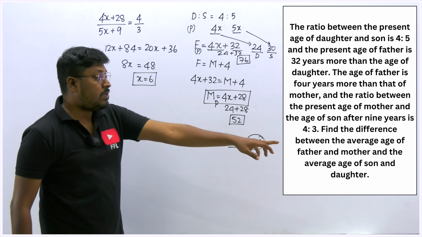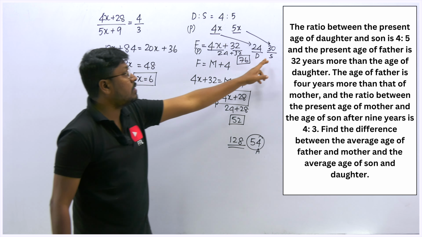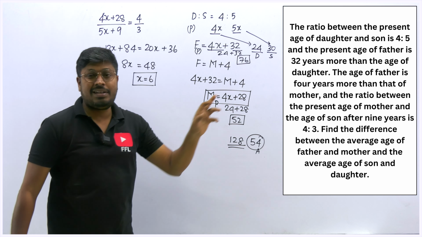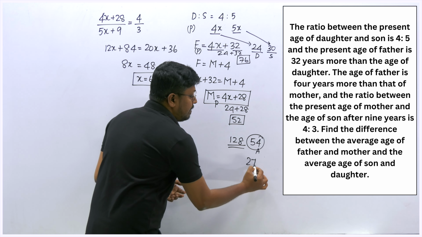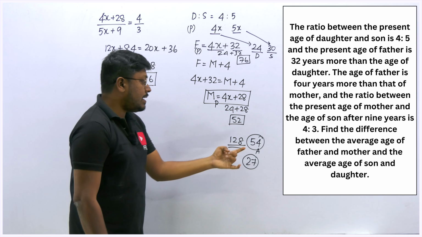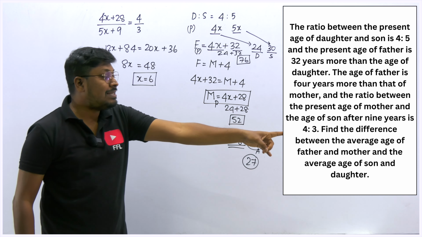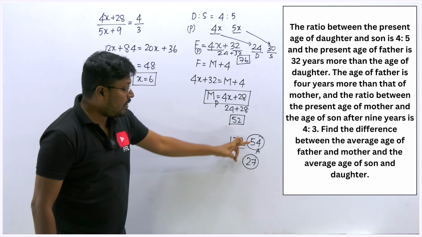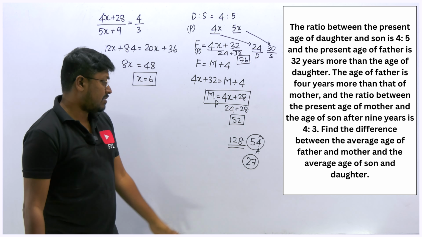So similarly we need to find it for the son and daughter. So the son and daughter, son is how much here? 24 plus 30, which is 54, divided by 2, that is 27. So 27 will be the average age of the son and daughter. The average age of the father and mother is 54. So now we need to find the difference between both the values. So the difference between both the values is 27, right? It is 27.